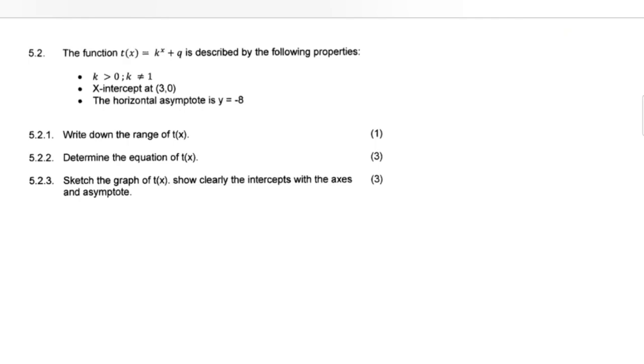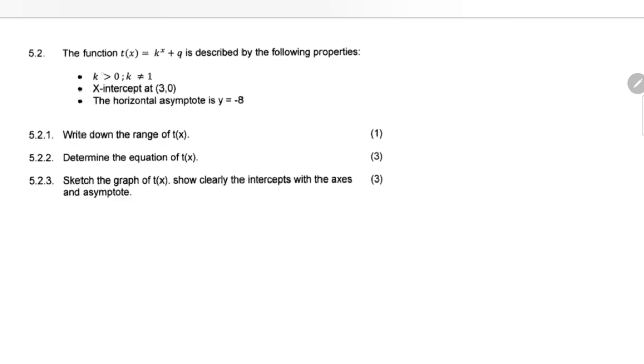Okay, 5.2. The function t of x is equal to k to the power x. Guys, t of x is the same as f of x. They just used the letter t there instead of f. And what kind of function is that? Did you see that k to the power x? Where is x? x is the exponent, isn't it? Which means they are talking about an exponential function described by the following properties.